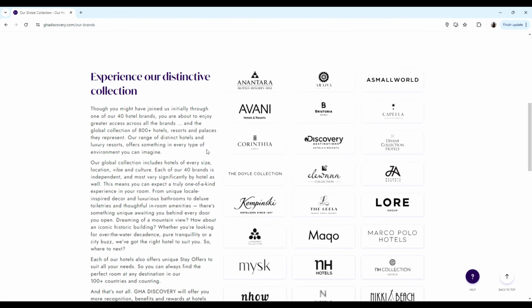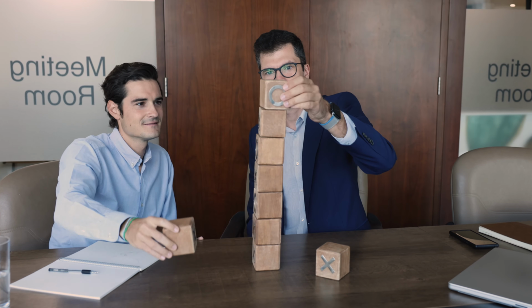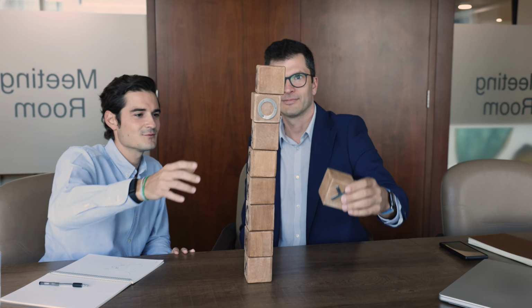So, for example, for Anantara, the umbrella program is called GHA Discovery. And that program covers not just Anantara, but hotels like Kempinski, Avani, Outrigger, etc. They have quite a lot of hotels under their umbrella. And the reward program is the same. So when you book either directly with Anantara or with GHA, you are in the same system. So it doesn't matter if you book directly with the hotel or through the umbrella program, you get the same benefit, the same points, etc., right? And by doing so, you basically get through the levels a lot faster.